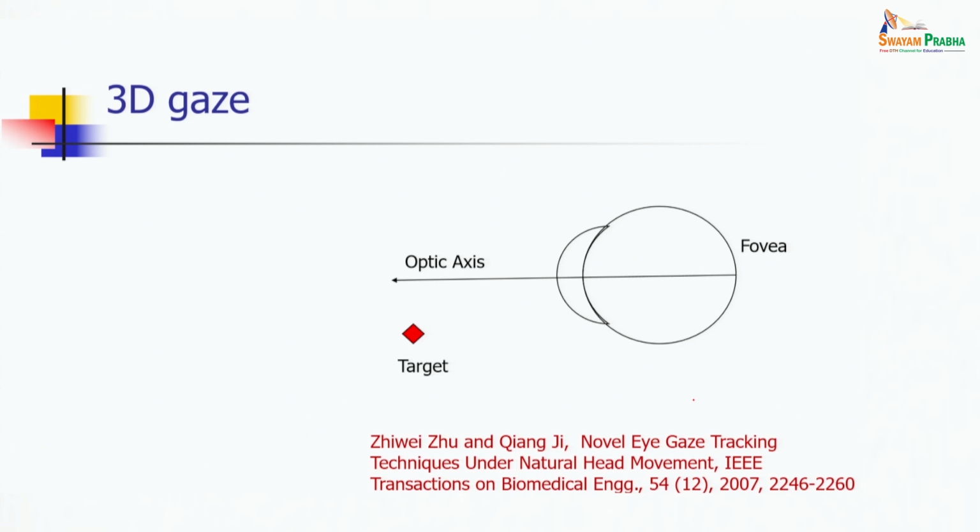If I model our eye in a very simplistic way, there are two circles. One is full, of course. This is the circle related to the eyeball, and this is the circle related to the cornea. And of course, there is a lens here, which is not shown. We have the center of the eyeball, and similarly, we have the center of the cornea.